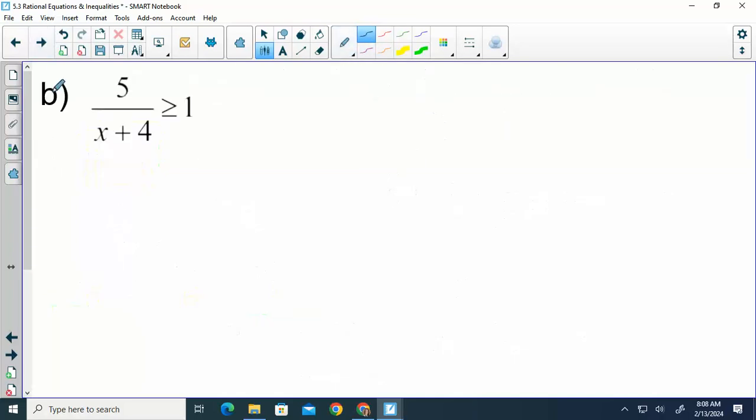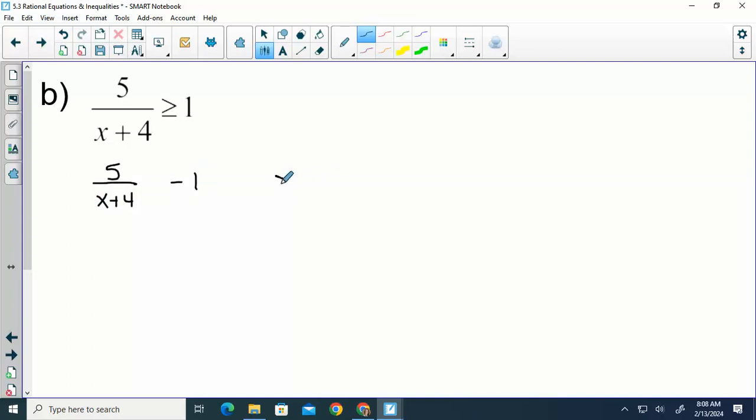Let's look at this one. What's different about this one? It's not a 0. All right, so if we're going to be able to do this, we have to have a 0 over there. So the first thing we're going to do is subtract over that 1.